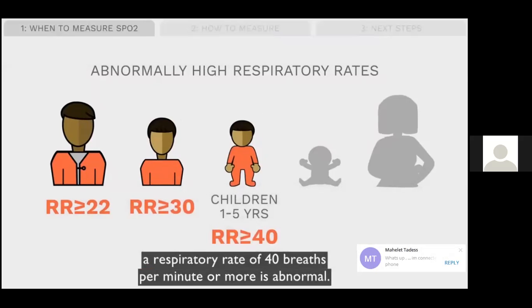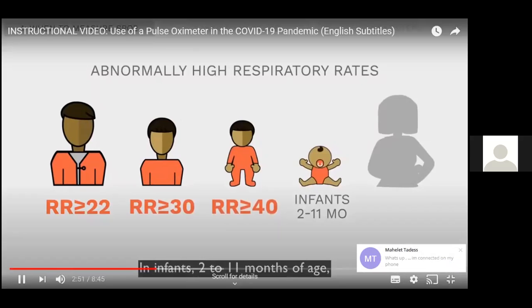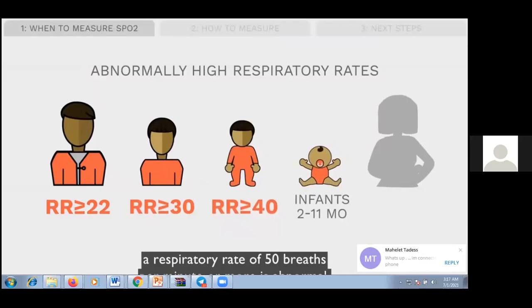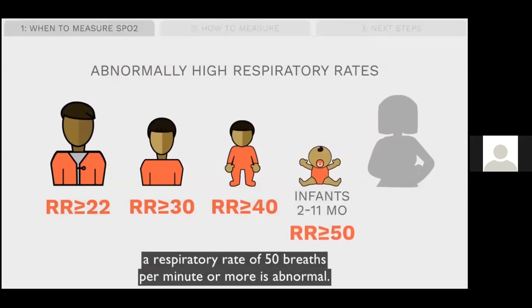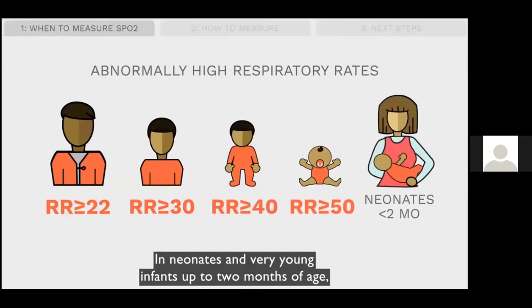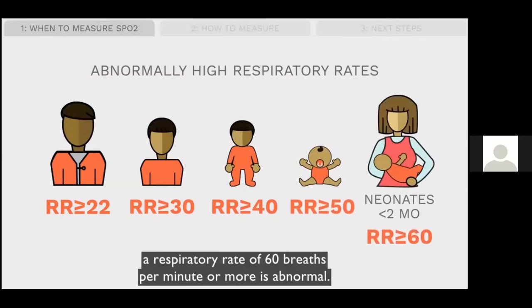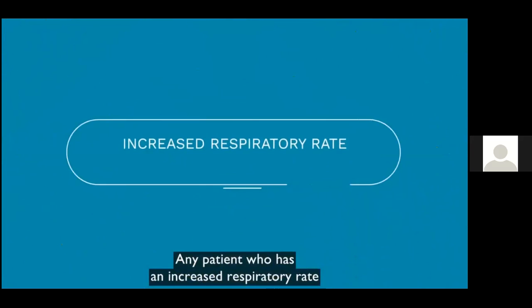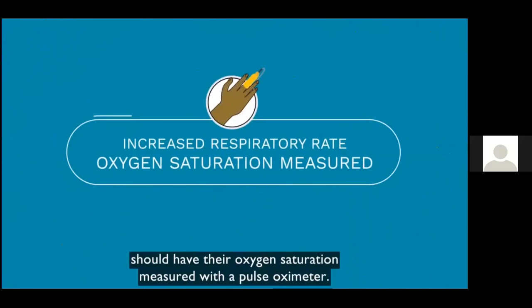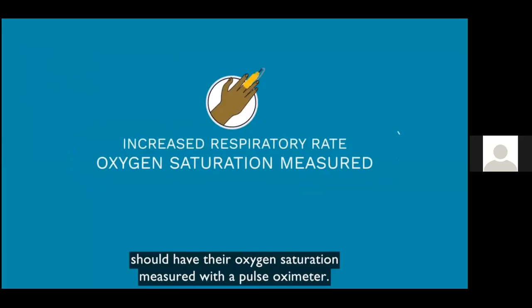In younger children from 1 to 5 years of age, a respiratory rate of 40 breaths per minute or more is abnormal. In infants 2 to 11 months of age, a respiratory rate of 50 breaths per minute or more is abnormal. In neonates and very young infants up to 2 months of age, a respiratory rate of 60 breaths per minute or more is abnormal. Any patient who has an increased respiratory rate should have their oxygen saturation measured with a pulse oximeter.